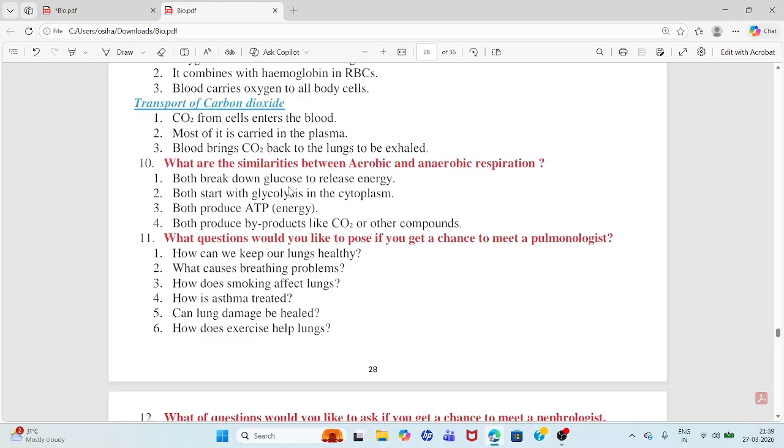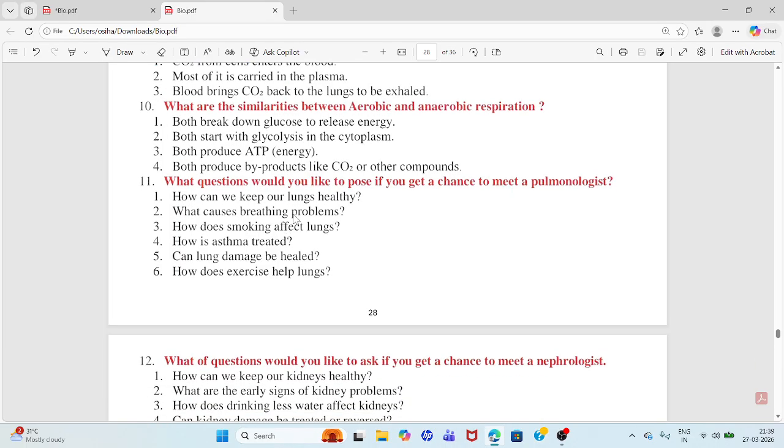So breakdown of glucose, glycolysis in cytoplasm and produce energy, produces byproducts. Okay, these are the similarities between aerobic and anaerobic respiration.